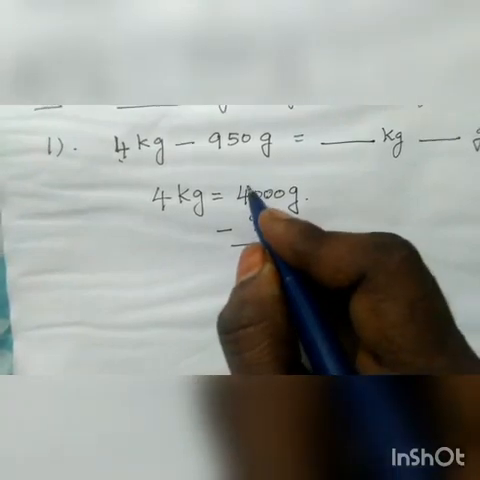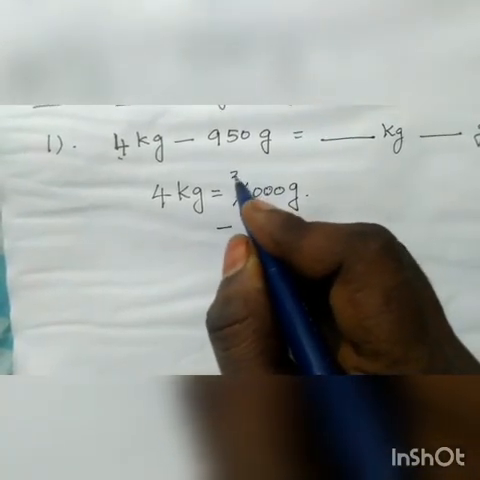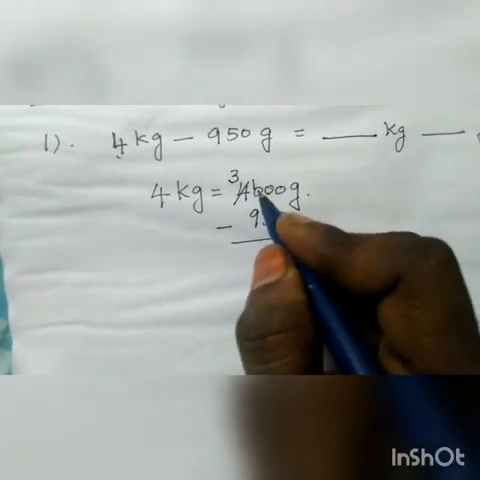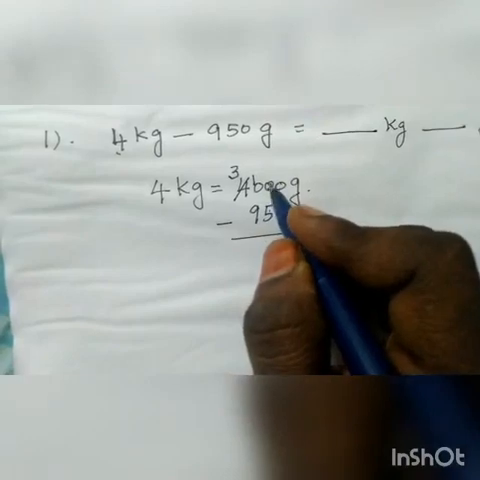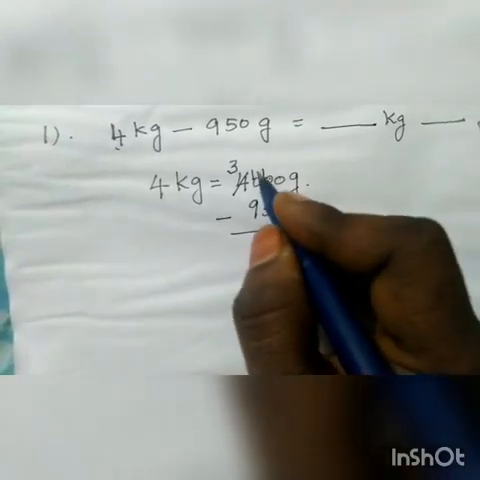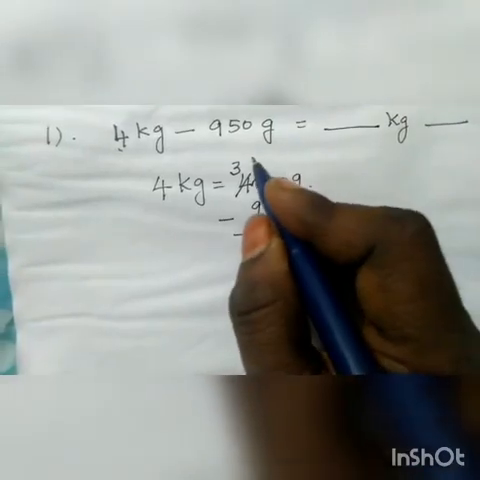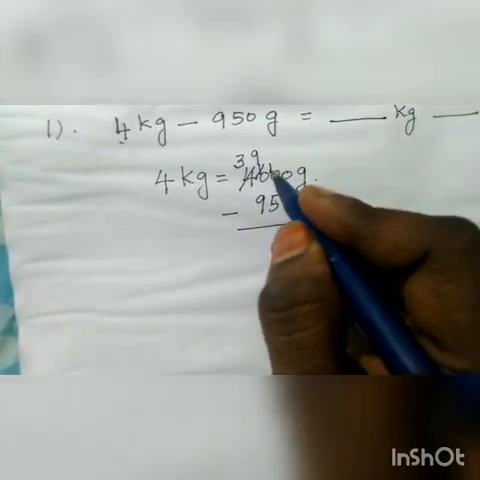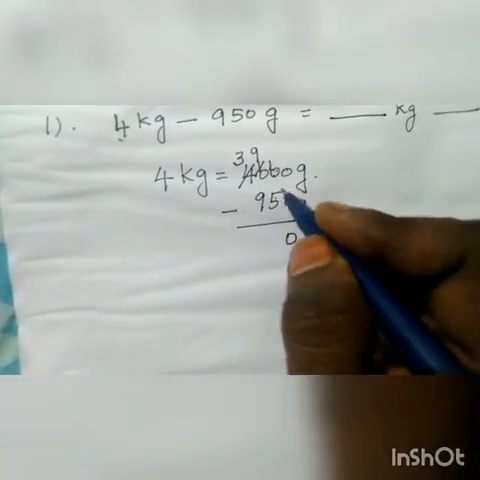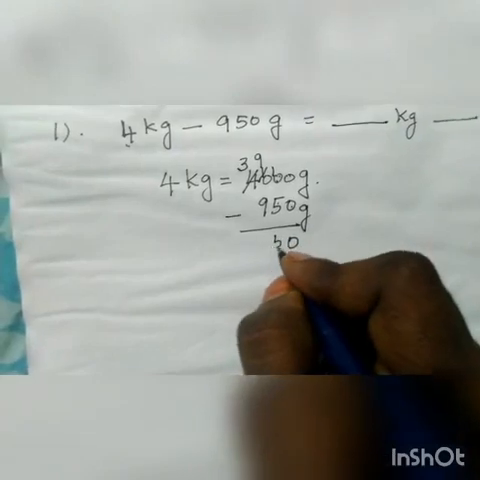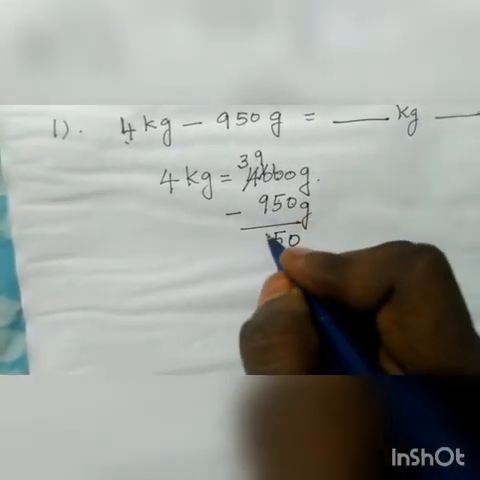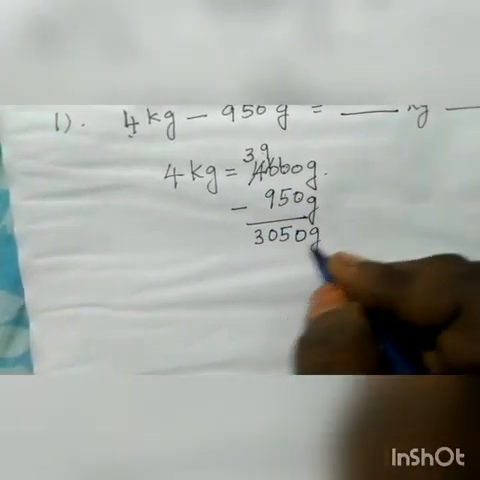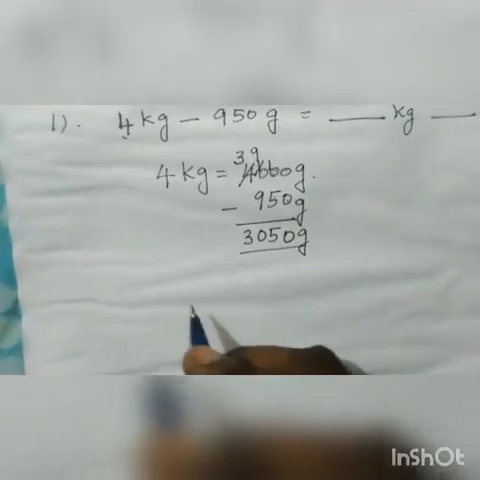4. From 4, if you take one value, then we will get 3 over here. Then here it will become 10. Now from 10 we can give one value to the next place, so this becomes 9. Now this 0 becomes 10. So 10 minus 5 is 5. 9 minus 9, 0. 3 minus nothing, 3. Therefore, we got the answer as 3050 gram.